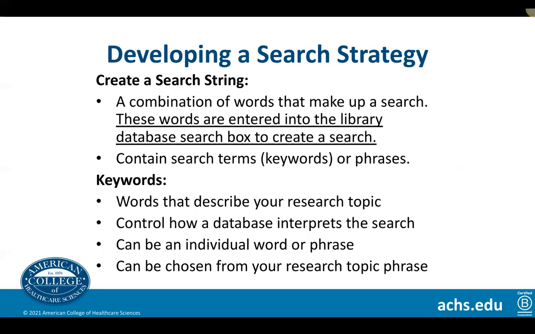These keywords are the words that were pulled from the research topic that you thought of. Keywords, if you're not familiar, are words that describe your research topic. They're pulled from your research topic. These words will control how the library database will interpret your search. Keywords can be an individual word or they can be written out as a phrase, and like I said, they can be chosen from your research topic phrase.